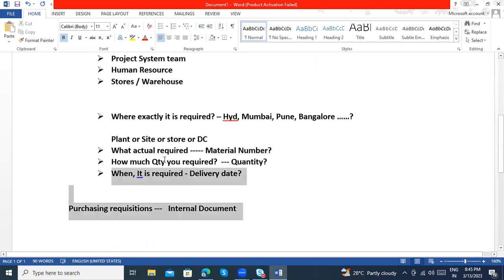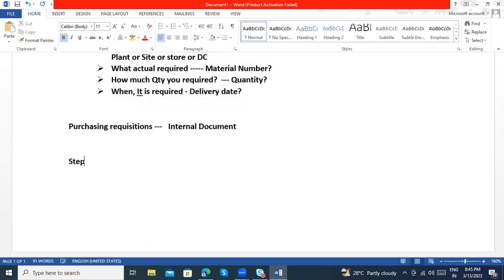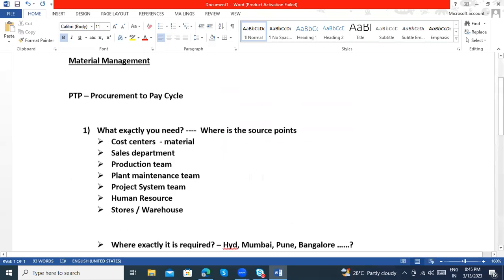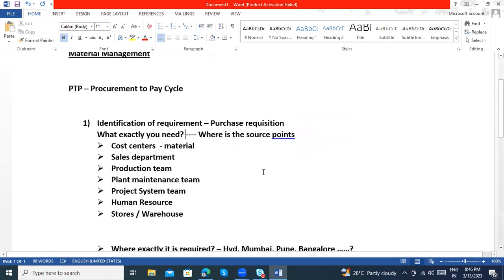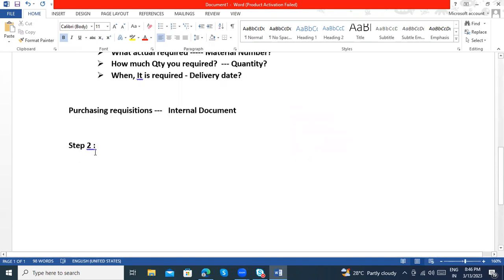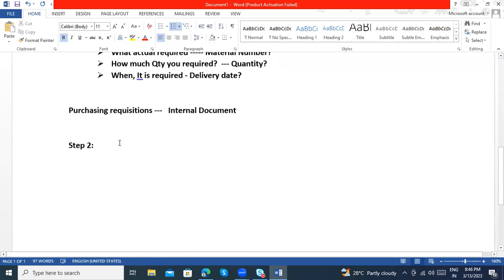Okay, the next process. Now I got the requirement, what exactly is required and how much, everything. What is the next step? For simple understanding, step 1 is identification of requirement. In SAP language, we call it purchase requisition. Clear? As a part of the procurement to pay cycle, this is the first step: identification of the requirement. Now the next step, step 2.